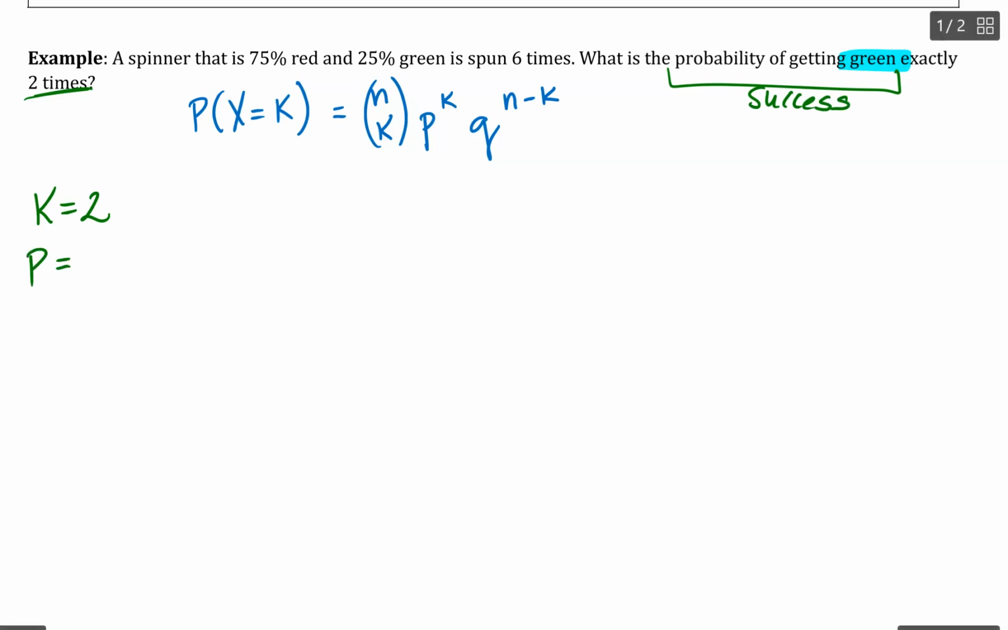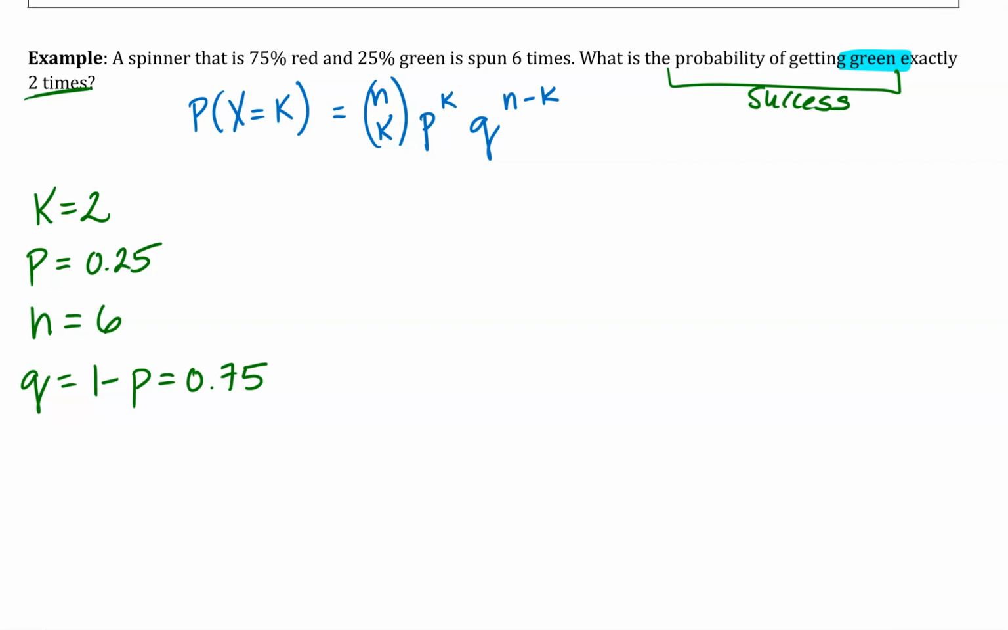So what is P, which denotes the probability of success, which would be the probability of green? That would be 0.25. And then N represents our number of trials. How many times are we doing this thing? 6 times. And then Q, which is equal to 1 minus P, is 0.75. It's considered the probability of a failure, the thing that we don't want to happen, which is to get red.